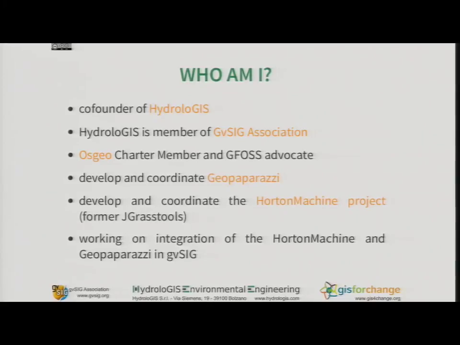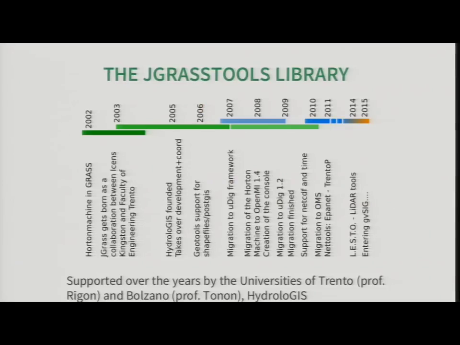I'm Andrea Antonello. I'm a founder of a small company that does hydrology and geomorphology in Italy. It's called Hydrologist, and we are part of the gvSIG association. I'm as well a charter member of OSGeo and, in general, a free and open source software advocate. I work on a digital field mapping tool called GeoPaparazzi and on the Horton machine project and on migrating all these tools inside gvSIG. To understand why there is Horton machine written, you should first know what JGrassTools is.